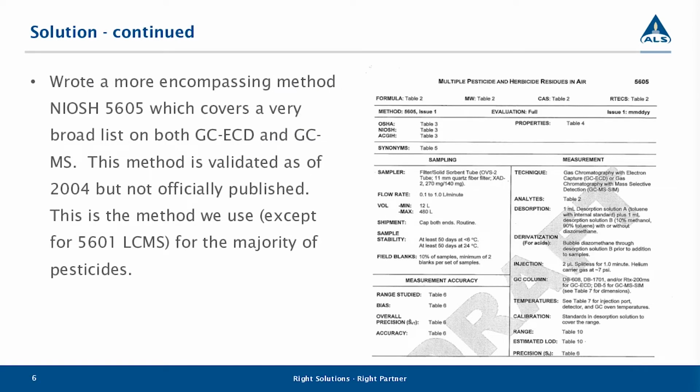And then our most recent one was a more encompassing method meant to cover a big list of pesticides that could be analyzed with what's called gas chromatography. So this is our holy grail, 5605 is the method. And I won't show the entire one, but I wanted to show you an idea of what the front page of it is. You can see the sampler references OVS2, it references the XAD2. It shows flow rates and volume recommendations, and then it goes into more details on the actual analytical side.